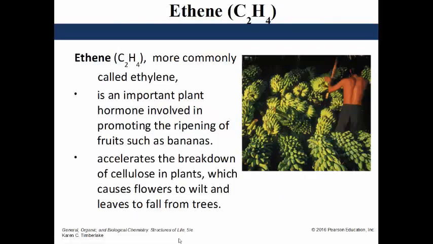Alright, first one we'll talk about, ethene, C2H4, commonly called ethylene, is an important hormone that's found in plants because it helps the ripening of fruits. And like you see in this picture, you have a very large number of bananas. Ethylene will help break down cellulose, which is a complex sugar in plants, which causes the flowers to wilt and then the leaves from trees to fall.